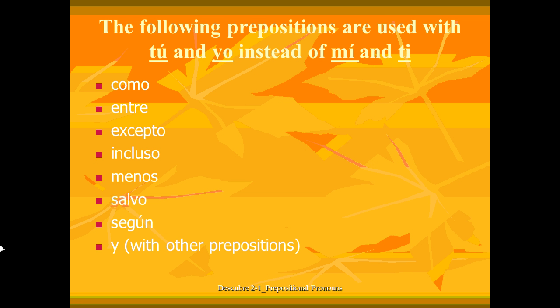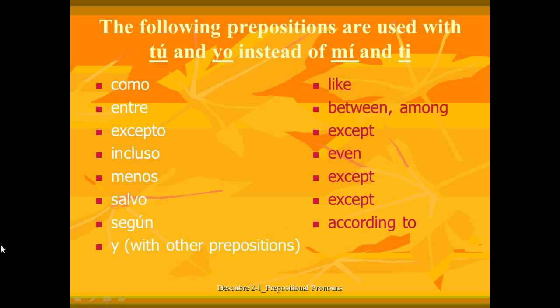Okay, the following prepositions are used with tú and yo instead of mí and ti. So you're going to want to write this down on your graphic organizer. El español y el inglés: como is like, entre, between, excepto, except, incluso, even, menos, except, salvo, except, según, according to, and e is and. You can use any of the three excepts. It doesn't matter whichever one you choose. But you have to remember, after these, you cannot use mí and ti. You have to use tú y yo.